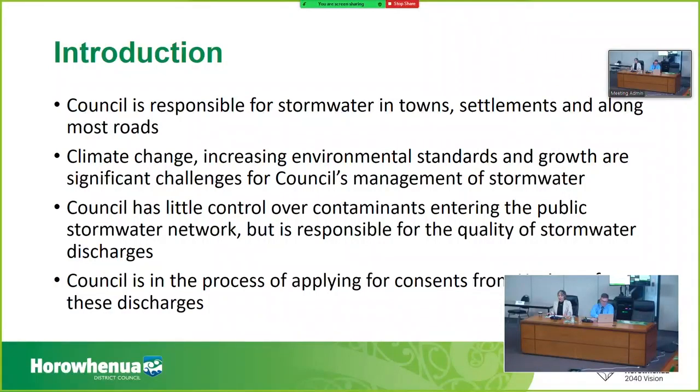Council is also in the process of applying for resource consent from Horizons for these discharges. So currently there are two resource consent applications in process. One of them is Levin stormwater discharge into Lake Horowhenua, and the other one is Foxton Beach stormwater discharge.